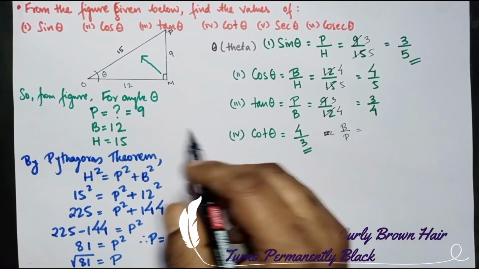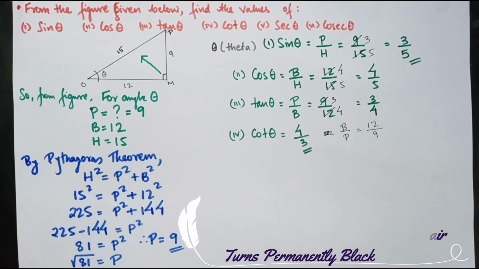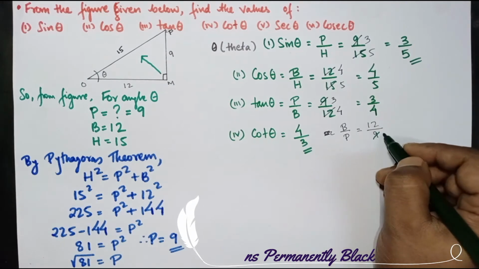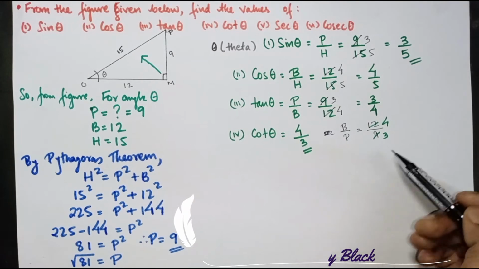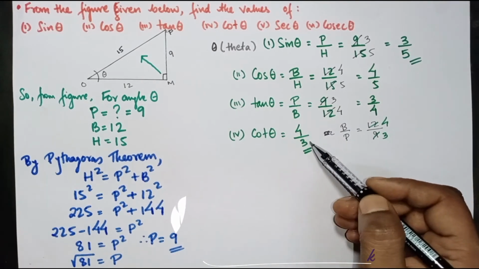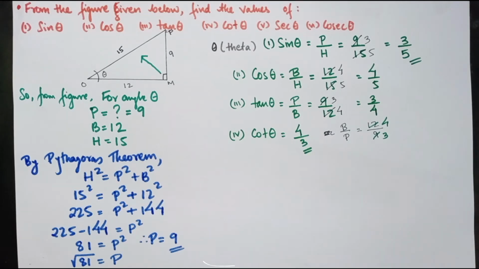So what is the value of B? B is 12, and what is the value of P? P is 9. So it will get cancelled by 3 only: 3 3s are 9, 3 4s are 12. So you can see how much I got? 4 by 3. If you use the reciprocal, you will know the formula also. So try to do it with the reciprocal only.